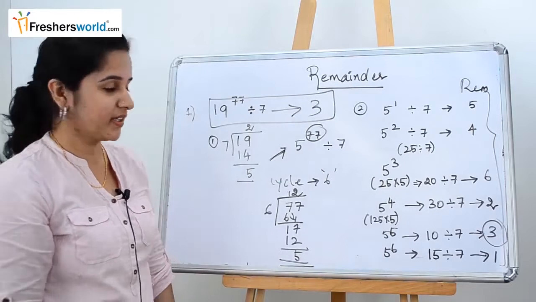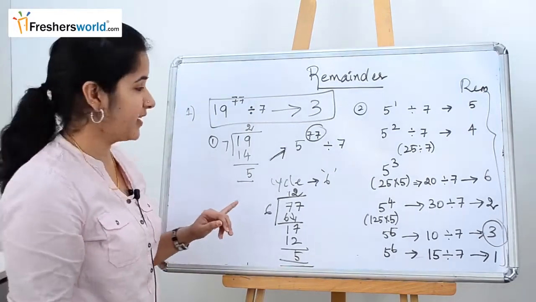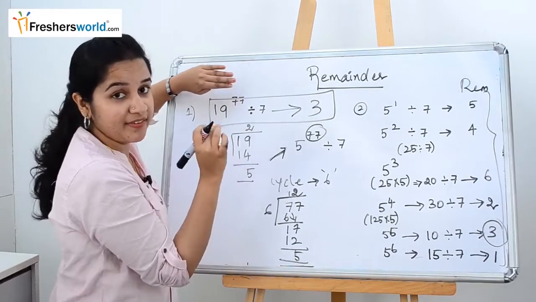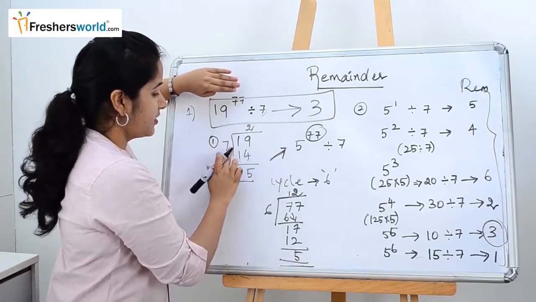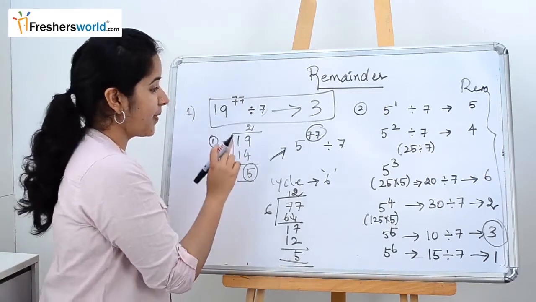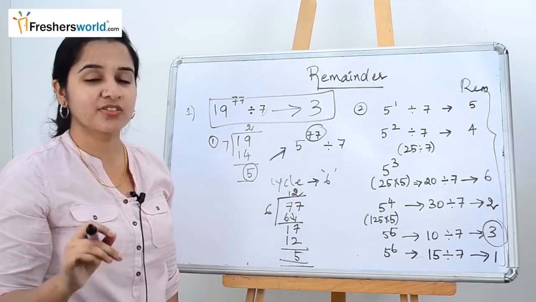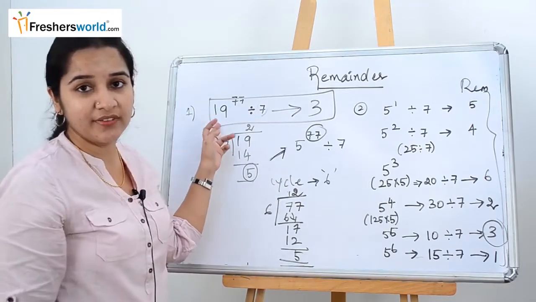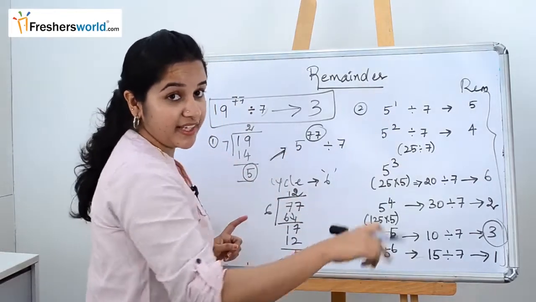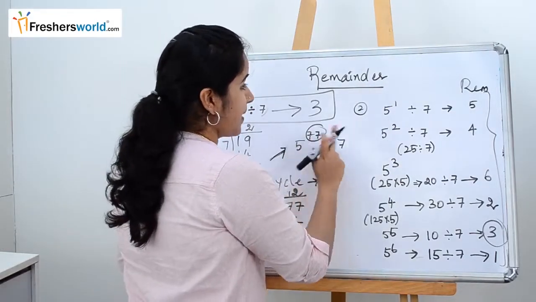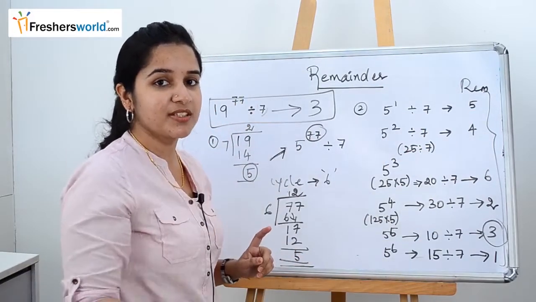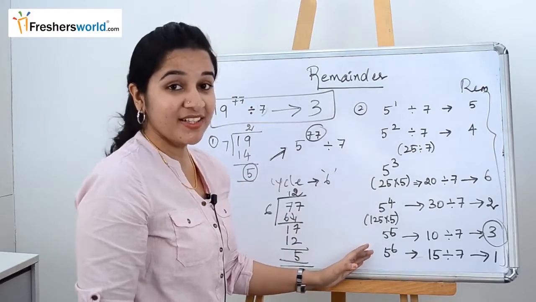So how did we do it? Let's have a recap. The first step is to take off the power, whatever the question has given, and divide the base by the value given as the divisor. So 19 divided by 7, we know the remainder is 5. So this value power 77 divided by 7 gives you the same remainder as the one given in the question. So we found the first step. Now we find the cycle of the times it gets repeated. 5 power 1 is 5. Similarly we found it till 5 power 6, after which the cycle repeats. So it gets repeated every 6 times.